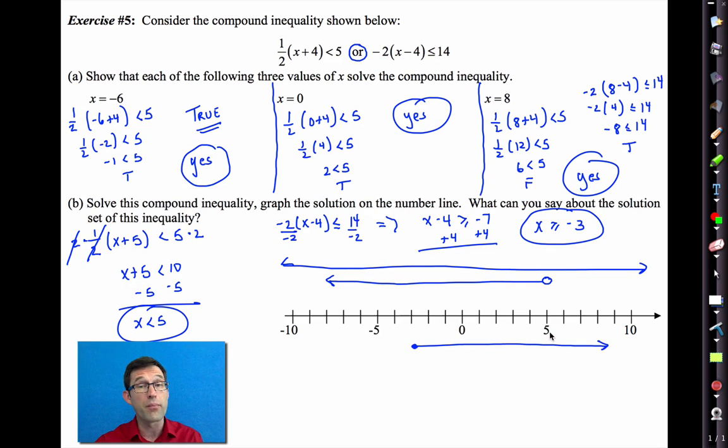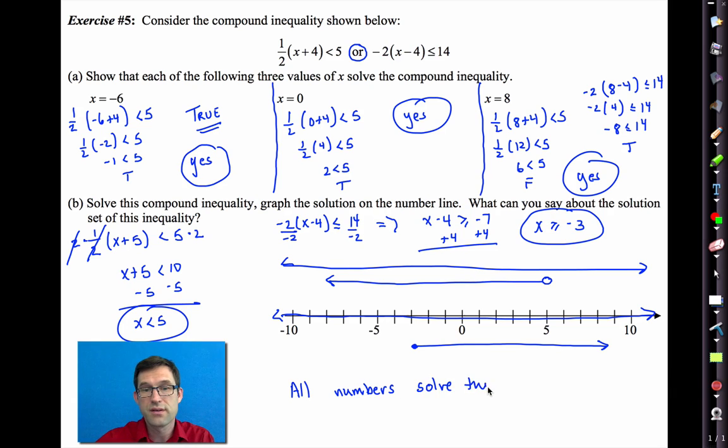Now remember, that's not a problem. It's okay if they're both true. There's nothing wrong with that. So the correct answer is this. What's really neat is that it means that all numbers solve this compound inequality.